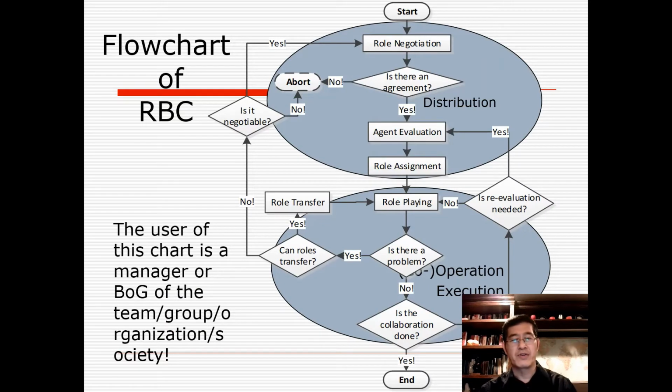So this is the process of RBC. We can see this is used by an administrator for a team. Remember, the administrator is not in the team, but stands outside the team and manages the team. So he can manage the role negotiation, agent evaluation, role assignment, and role playing, and also the re-evaluation, reassignment, and role transfer, but he is not involved in role playing. That's an important case.